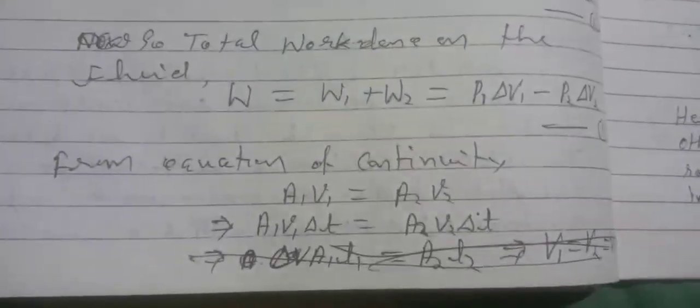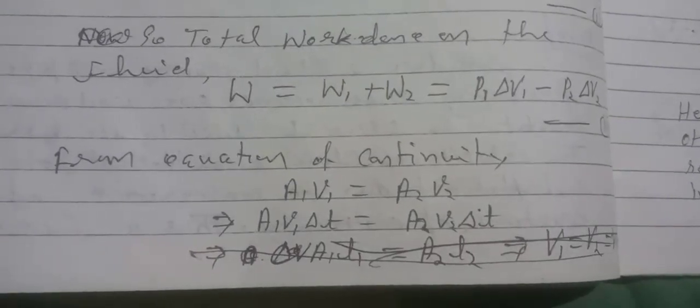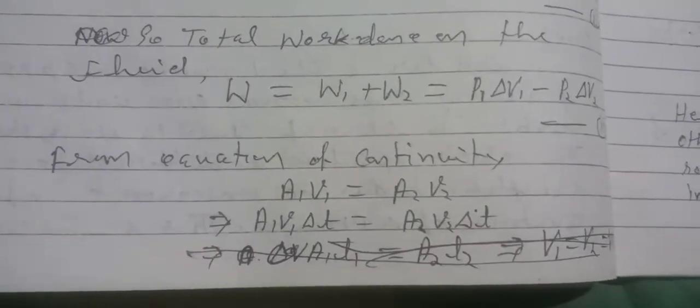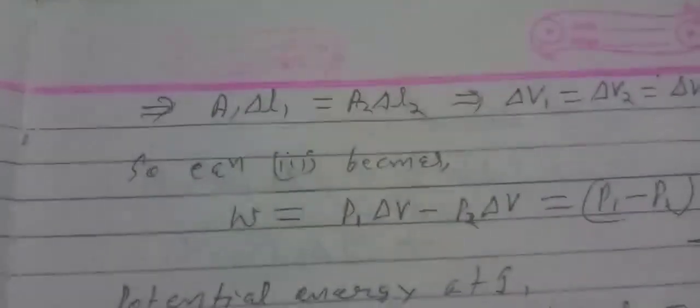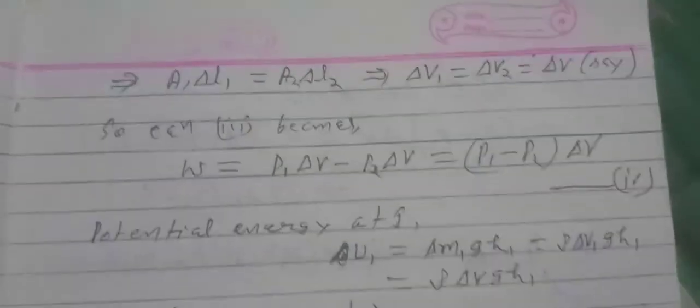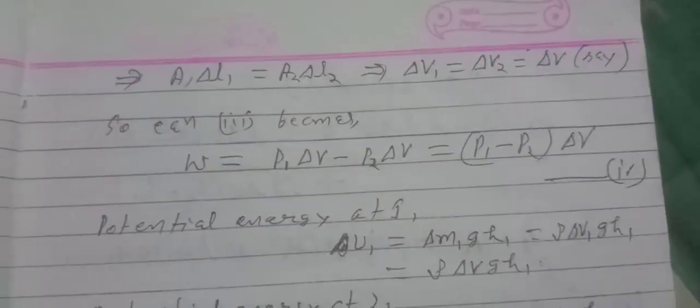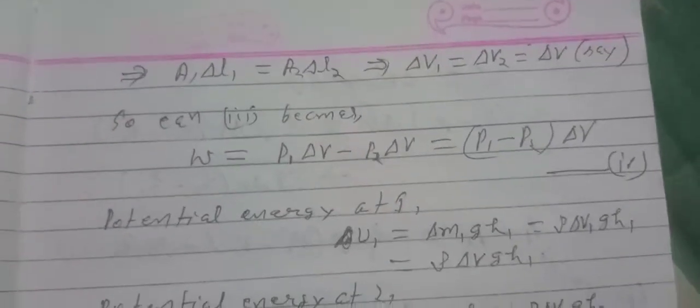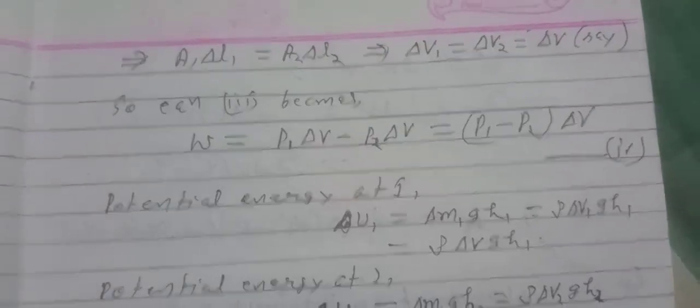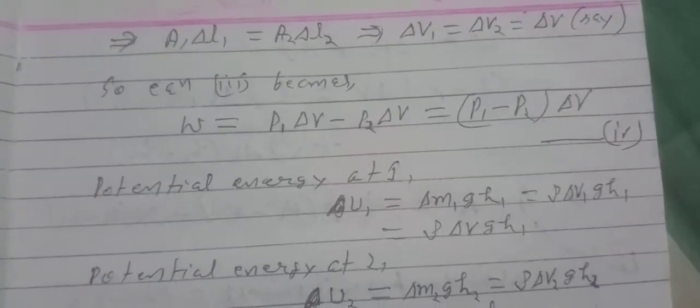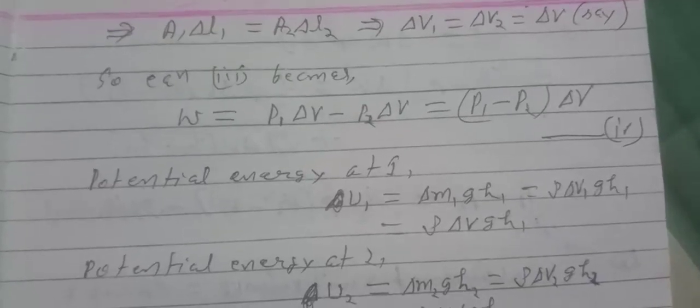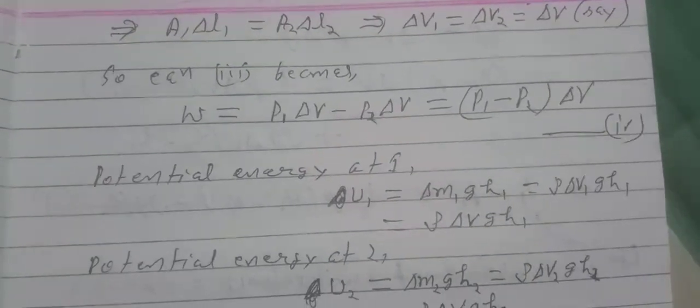From the equation of continuity, A1 V1 equals A2 V2. This implies A1 V1 delta t equals A2 V2 delta t, or A1 delta L1 equals A2 delta L2. This implies delta V1 equals delta V2 equals delta V. So the work done becomes W equals P1 delta V minus P2 delta V equals (P1 minus P2) delta V. Equation 4.